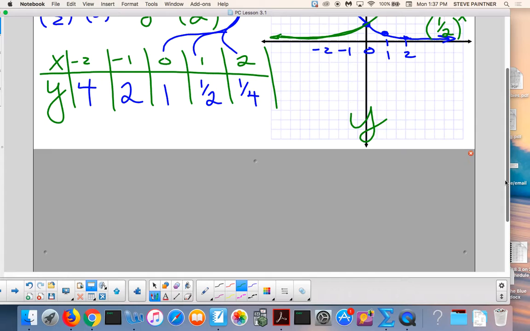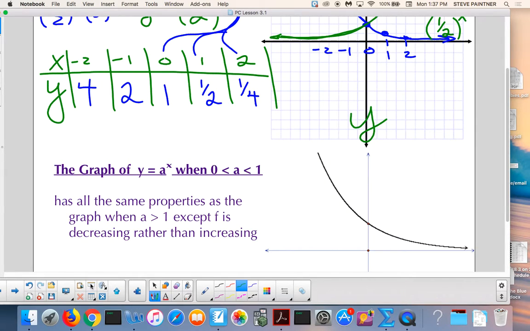So let me go like this. The graph of y equals a to the x, where a is between what number? 0 and 1. And by the way, a is the base. If the base is between 0 and 1, then you have all the same properties as the graph when a was greater than 1, except f is now decreasing.